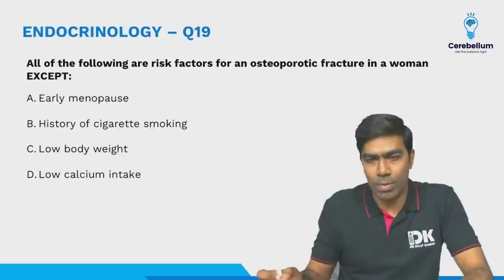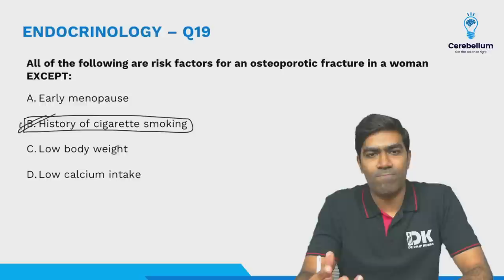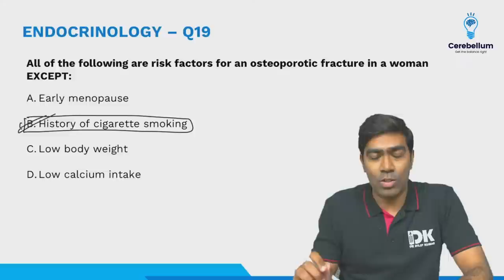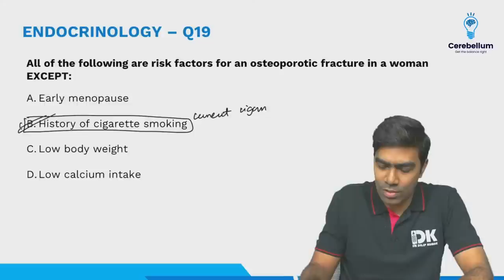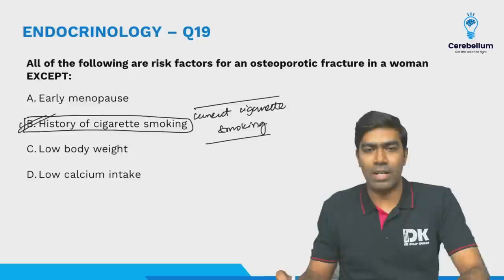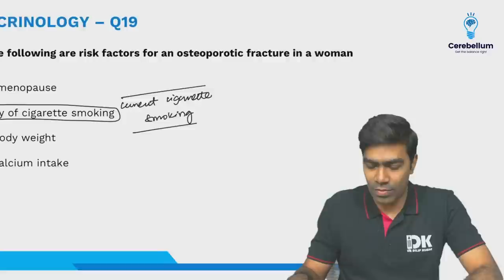This is basically a kind of intriguing question because you need to understand that current cigarette smoking is going to be the risk factor. Remember, current cigarette smoking, active smoking, is a risk factor, but not history of cigarette smoking. Current cigarette smoking is a risk factor, definitely not history of cigarette smoking. So what are the basic risk factors you need to know?